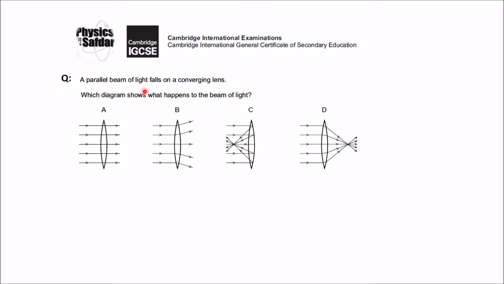A parallel beam of light falls on a converging lens. Which diagram shows what happens to the beam of light, and you have 4 options. First of all, recall what is a converging lens. A lens that is thicker at the middle portion than at the edges is called a converging or thin lens.